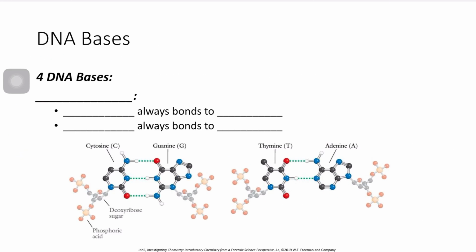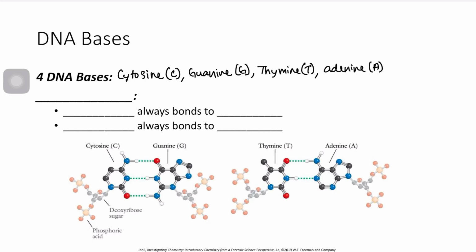Let's look at those four DNA bases. Four DNA bases: cytosine, which is given the symbol C, thymine, which is given the symbol capital T, and adenine, which is given the symbol A, and guanine, G. You find these bases in DNA.